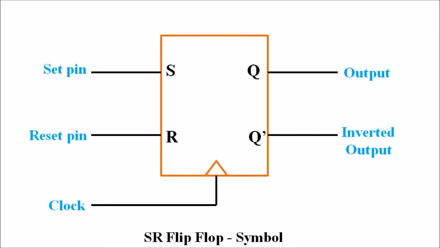And my dear students, this is a symbolic representation of SR flip-flop. Here we can see 5 different pins. 2 pins deal with the input, 2 pins are for output and 1 pin is for clock. The input pins are a set pin and a reset pin, labeled S and R, and the clock pin deals with the clock signal, and the output pins are Q and Q complement, that is the output as well as the complement of the output. So my dear students, this is the symbolic representation of SR flip-flop.